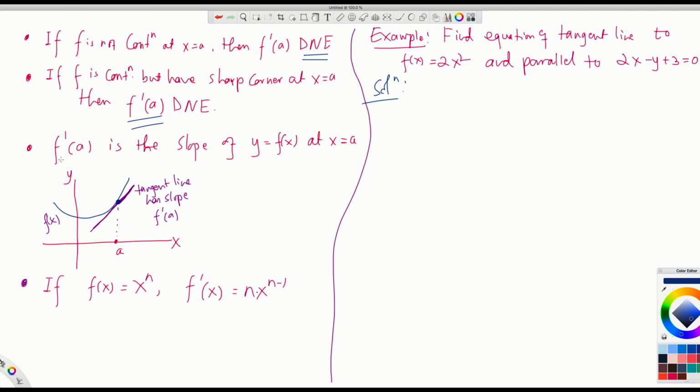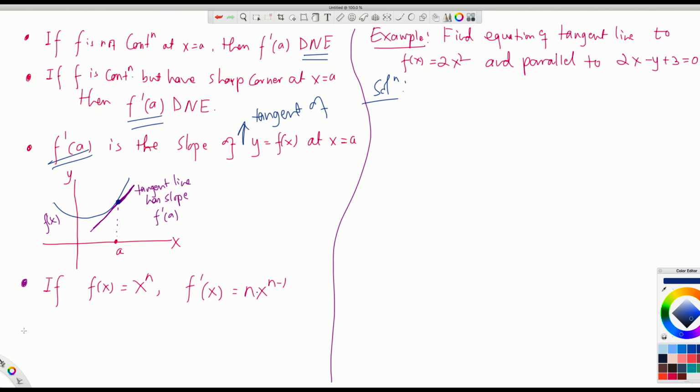All right. So f prime of a is the slope of y equals f(x) at x equals a, the slope of the tangent of y equals f(x) at x equals a. Because see, this is y equals f(x), that blue curve, and at x equals a there is a tangent line I drew, that's the purple tangent line. The slope of this tangent line is given by the derivative of that function at the point a. And also we saw that if f(x) equals x to the n, then f prime of x equals n times x to the n minus 1.